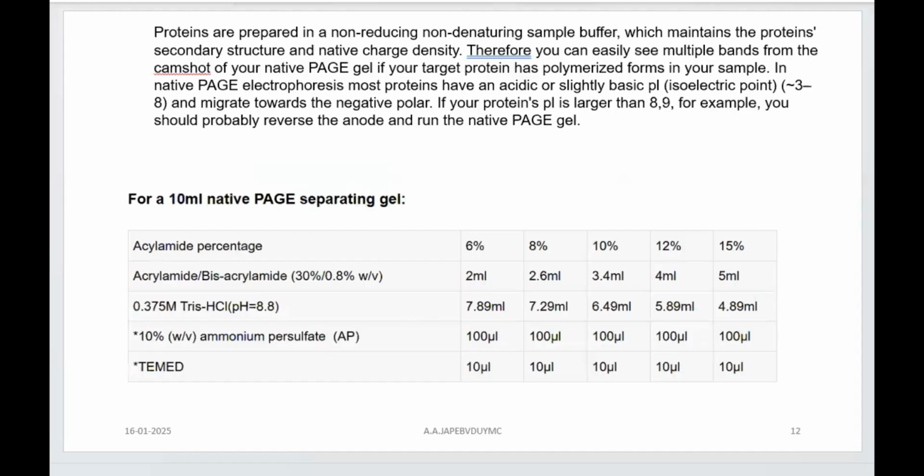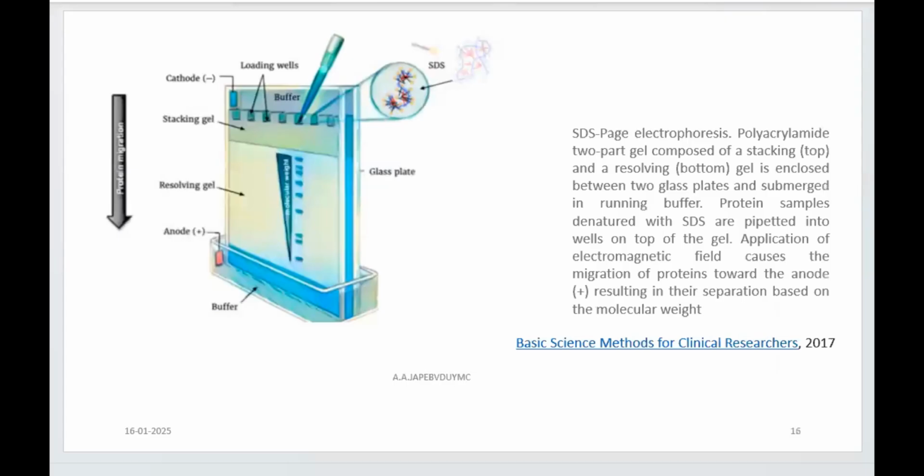Now, when we talk about this SDS PAGE, sodium dodecyl sulfate, the electrophoresis wherein SDS PAGE, of course, this you have learned in TY.